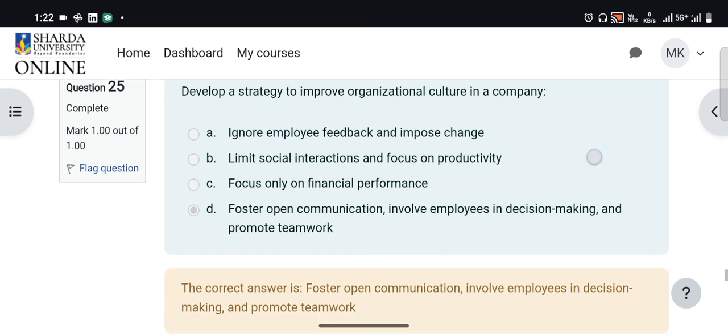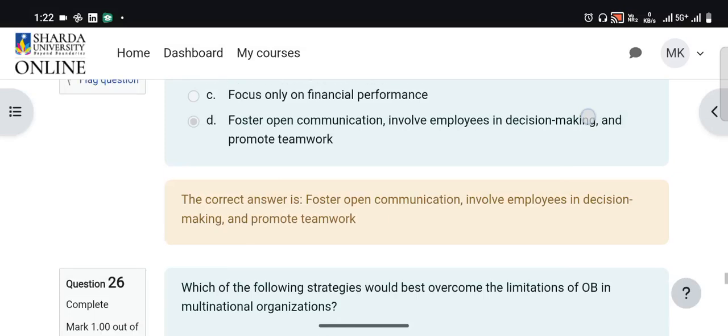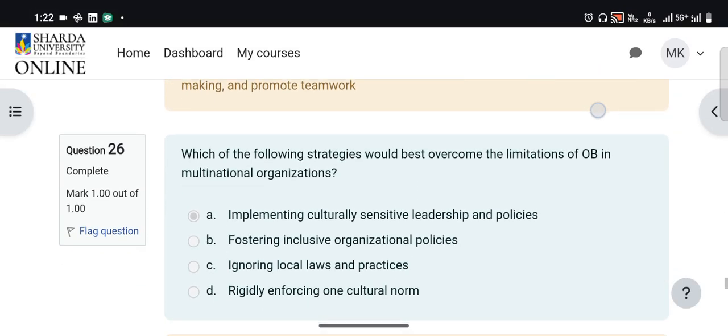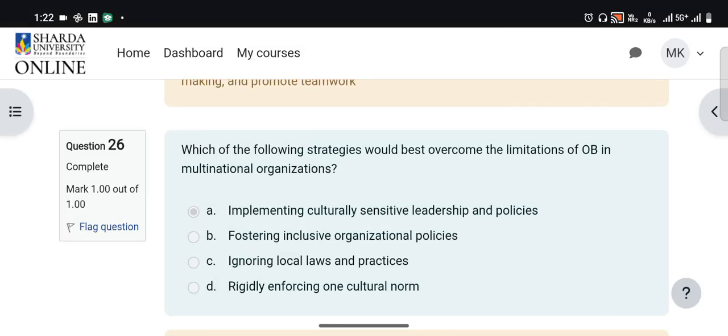The correct answer is foster open communication, involve employees in decision making and promote teamwork. Question number 26. Which of the following strategies would best overcome the limitations of OB in multinational organizations?